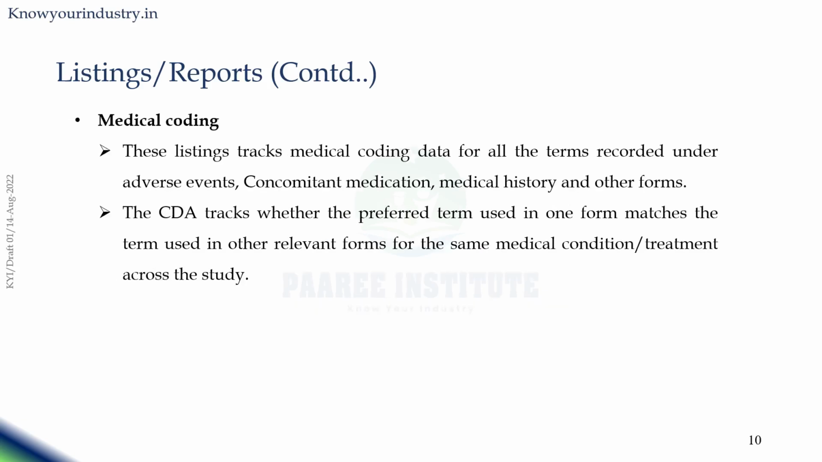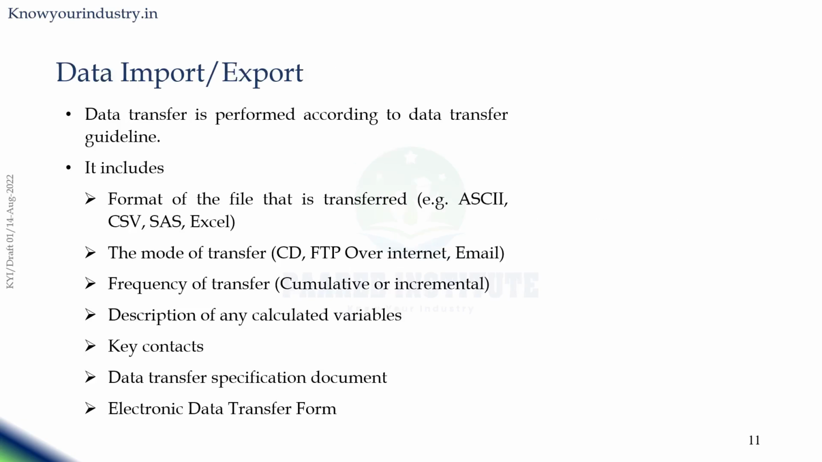Then medical coding listings. These listings track the medical coding data for all the terms recorded under pages like adverse event, concomitant medication, medical history, surgical history, serious adverse event, etc. The CDA tracks whether the preferred term used in one form matches the term used in other relevant forms for the same medical condition or treatment across the study.